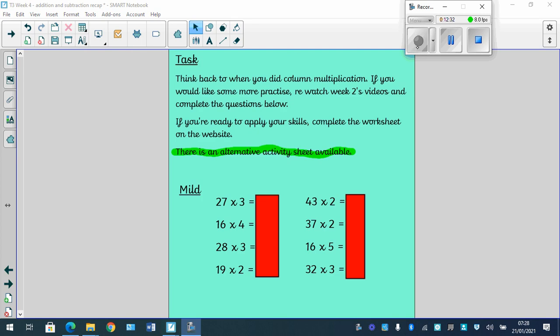Okay then, your task today, I want you to think back to when we did column multiplication the other week. And if you need to, you can go and re-watch the videos from week 2 and complete the questions below. If you're ready to apply your skills, there's a worksheet on the website ready for you to solve. And also, there's an alternative activity sheet available.